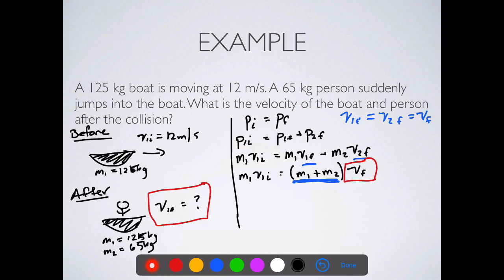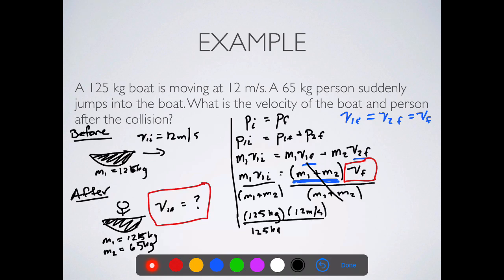In order for me to do this, to get V final by itself, I need to divide by the quantity M1 plus M2. And then I can plug in. All right, so here's what I get. M1 is 125 kilograms. Velocity was 12 meters per second. Divided by 125 plus 65 is equal to V final. So I get 125 times 12 divided by 125 plus 65. And I get 7.9 meters per second.